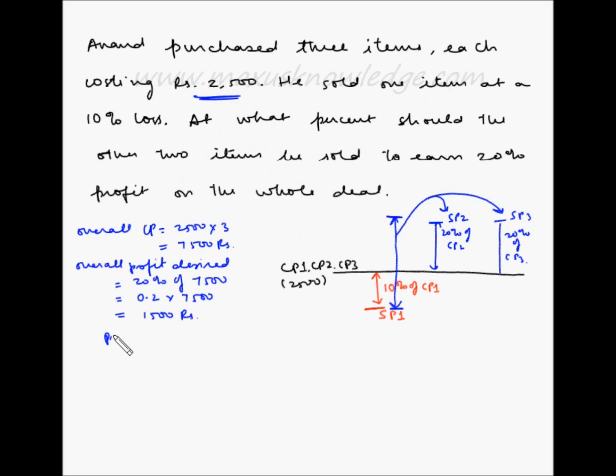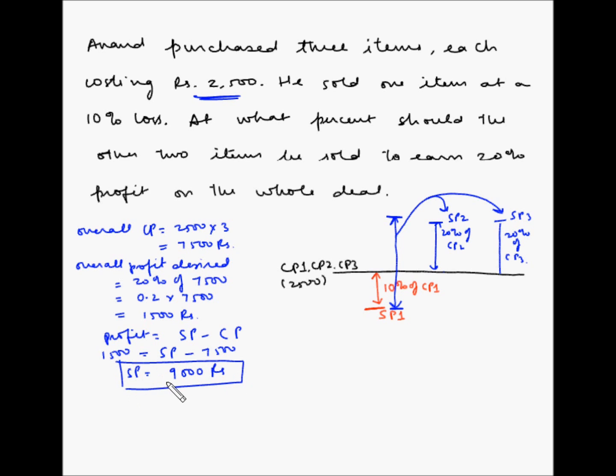Now profit is equal to selling price minus cost price. So profit we already know is 1500, what we desire, and we don't know the overall selling price. So let's say SP minus 7500. So selling price is equal to 9000 rupees. So when we sell all the 3 items, we should get an overall 9000 rupees. Now one of the items we have already sold at a 10% loss. So let's find out what was the selling price for this one item.